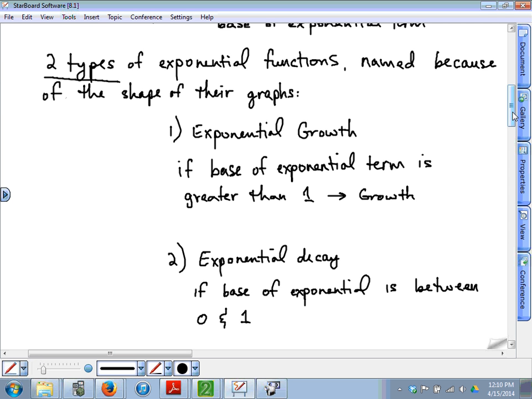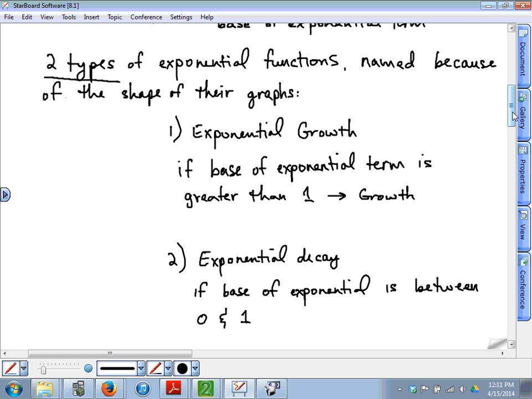You guys might have studied this in chemistry or physics, but does anybody know anything that decays exponentially? There you go, radioactive atoms. You guys heard about carbon-14 dating, like how they find out how old things are? That's radioactive decay, carbon dating. What they measure is the amount of carbon left in something. Carbon decays exponentially over time. That's an example of exponential decay.